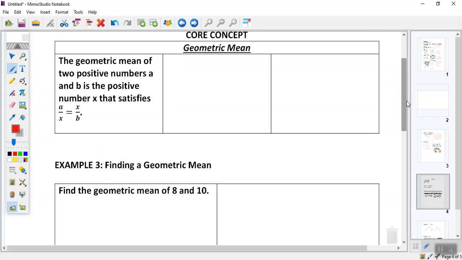We kind of talked about this already. Geometric mean: the geometric mean of two positive numbers A and B is a positive number X that satisfies this. I think we're okay with this, so I'm just going to jump right down here.